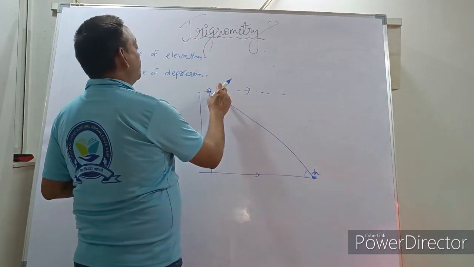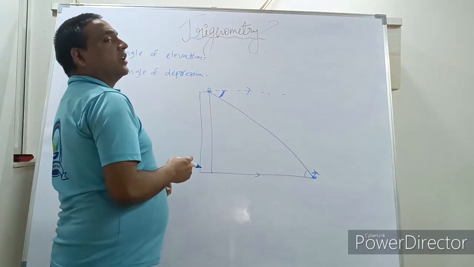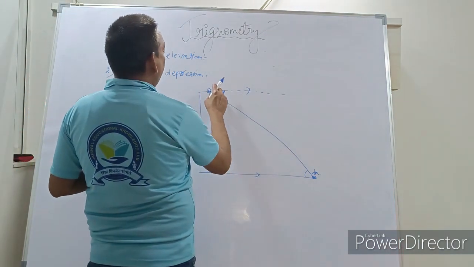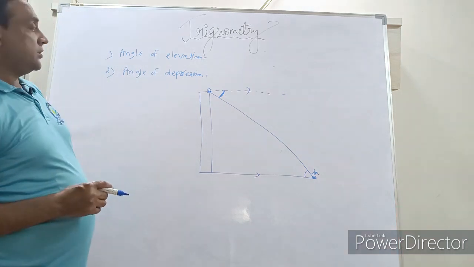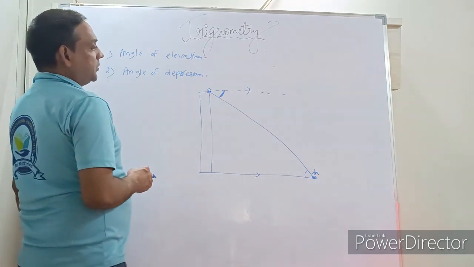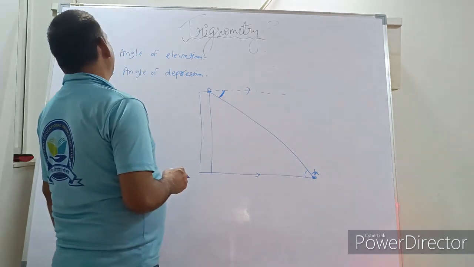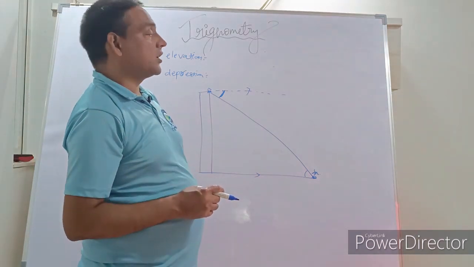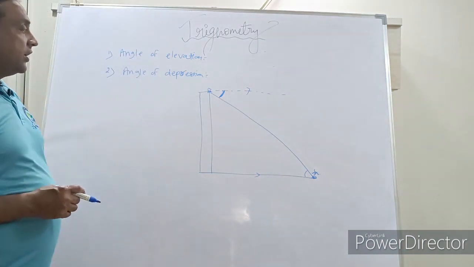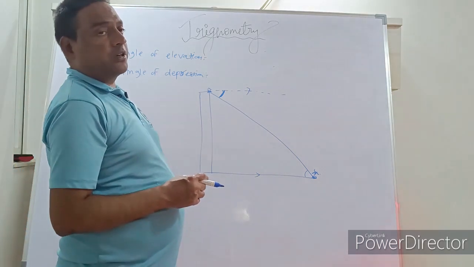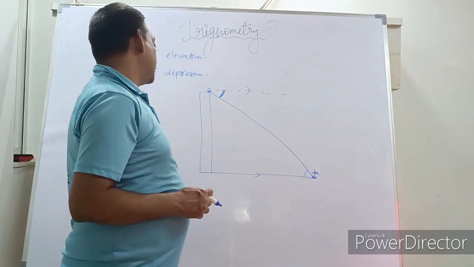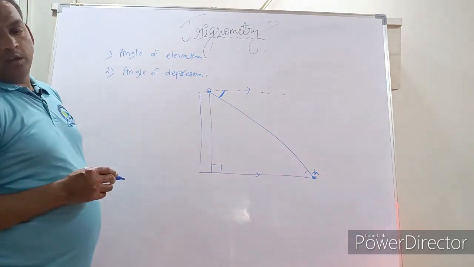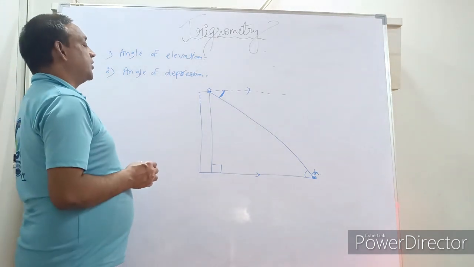Suppose you are at the top of a building, pole, tree, anything it can be, and you are looking at something down, so this is known as the angle of depression. And the angle of elevation is the same as the angle of depression. One very important thing: whatever is standing vertically with the ground, be it a building, pole or tree, will always be 90 degrees with the ground.